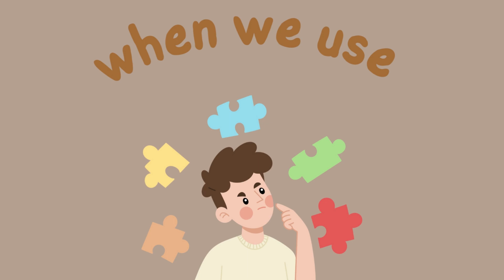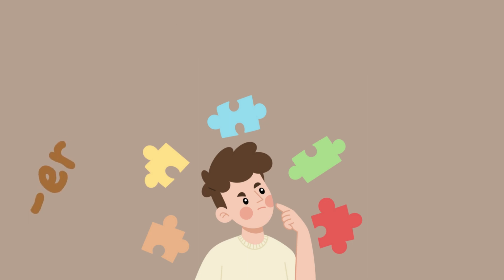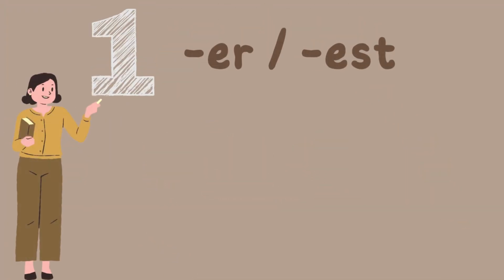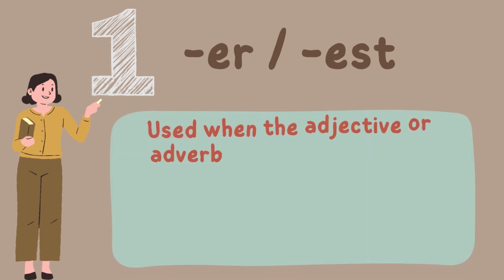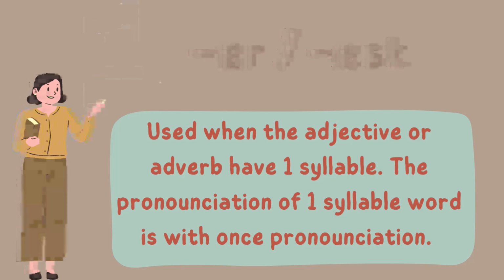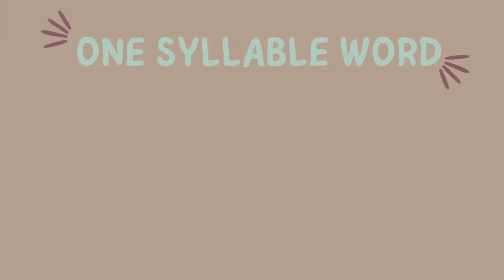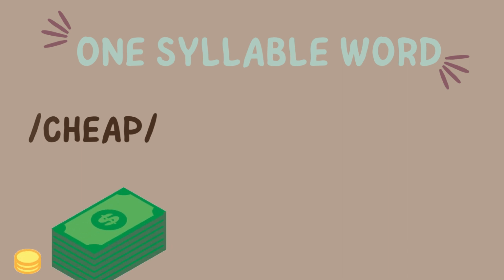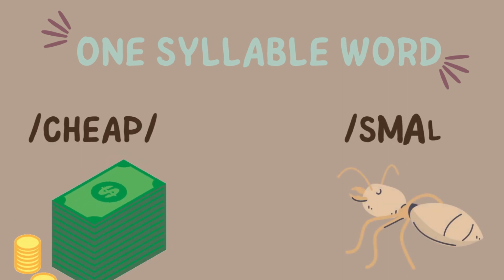Next is when we have to use the suffix er, more, the suffix est, and most. Number 1. When we have to use the suffix er or est. The suffix er or est is used when the adjective or adverb has one syllable. One-syllable words are pronounced with one beat. Examples of one-syllable words are cheap and small.